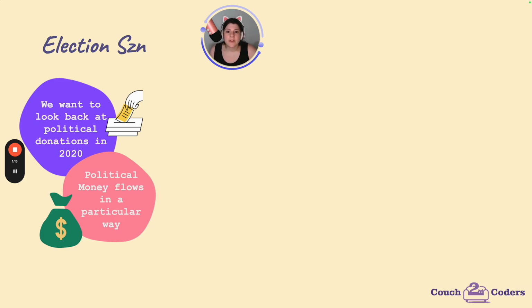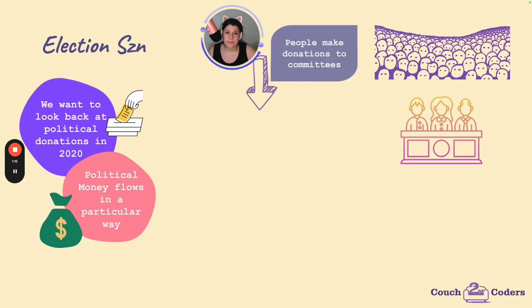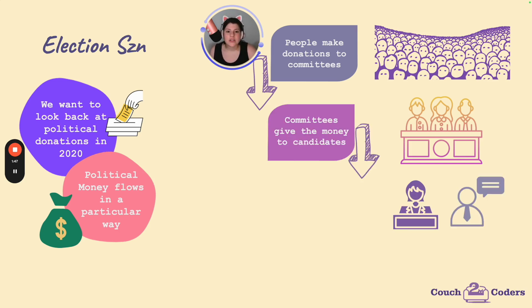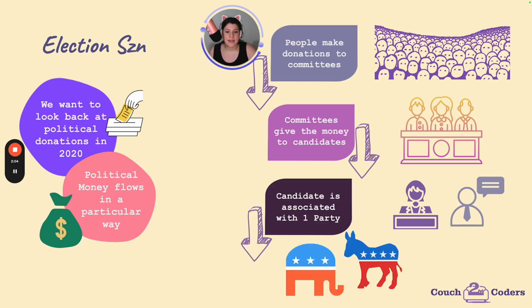Political money flows in a particular way in the US. First, it starts off with people who make donations to committees. This can be individual contributors. It can also be corporations. It can be anything that the US classifies as people. And yes, to answer your question, corporations are considered people here in the good old USA. So people make the donations to the committees, and committees give that money to candidates. And then that candidate is associated with one party. That's the typical flow of the money that goes through the US political cycle.